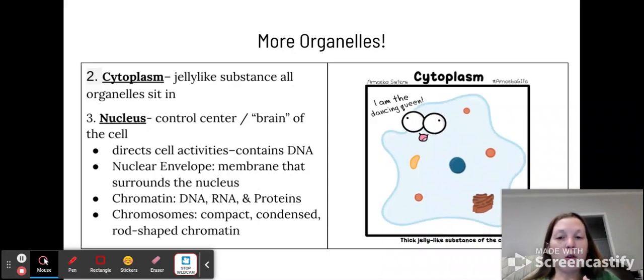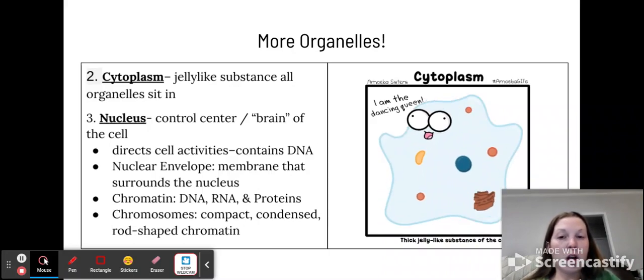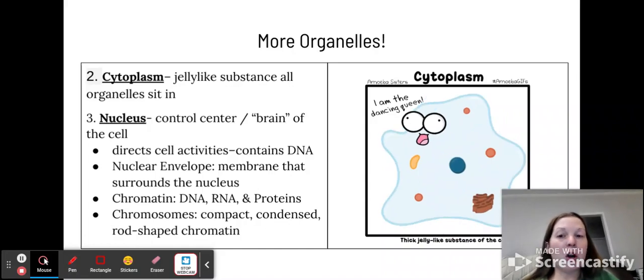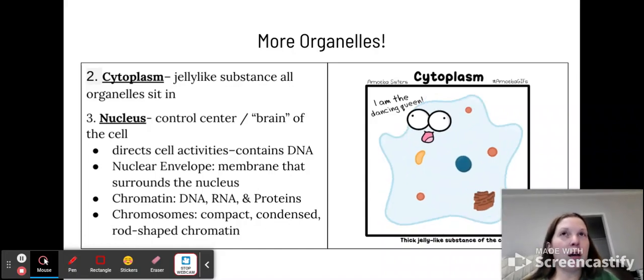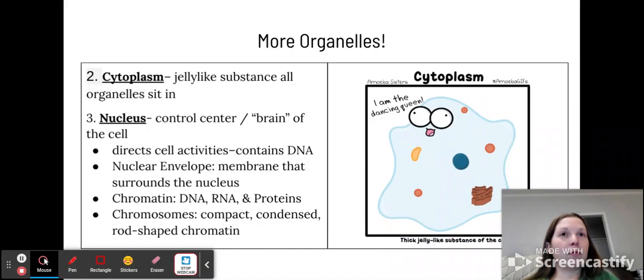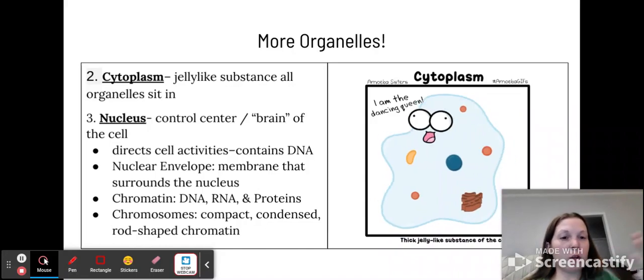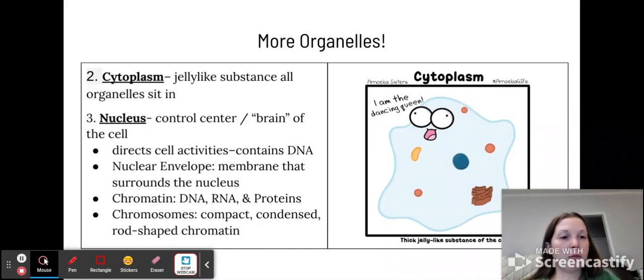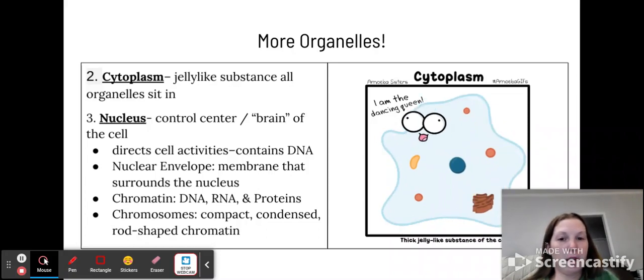It allows for those functions to occur within the cell, especially to divide and reproduce. And then it also houses the chromosomes, which are your condensed rod-shaped chromatin, which are what we look at when we have sexual reproduction. This is what's being passed from the father and mother to make the offspring.